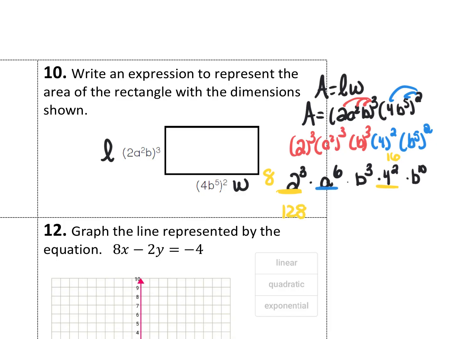I have 6 a's here, so a to the 6th. I have b to the 3rd, 3 b's here, and then down here I have 10 more, so it should be b to the 13th.